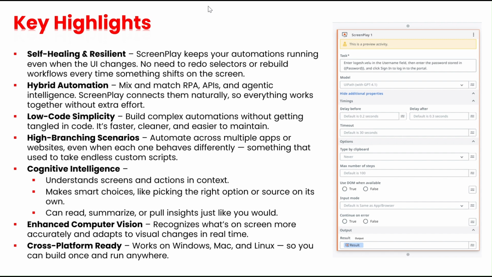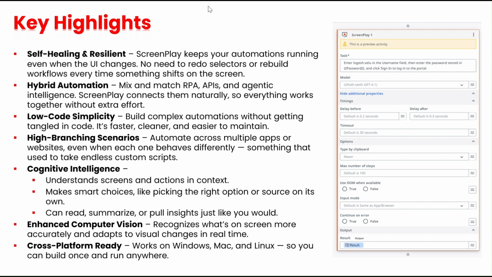Now that you've seen a quick demo of ScreenPlay, let's hit the key highlights. First, self-healing and resilient. ScreenPlay keeps running even when the UI shifts. No constant selector rework. Hybrid automation. It blends RPA, APIs, and agentic intelligence, so end-to-end flows feel seamless. Low-code simplicity. You can build complex interactions without getting buried in code, which makes it faster to deliver and easier to maintain.